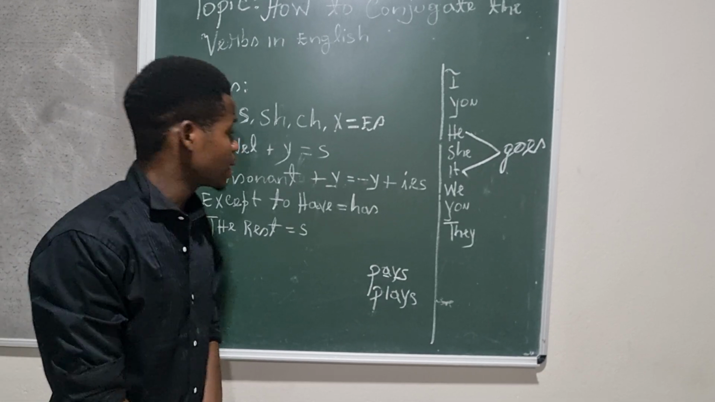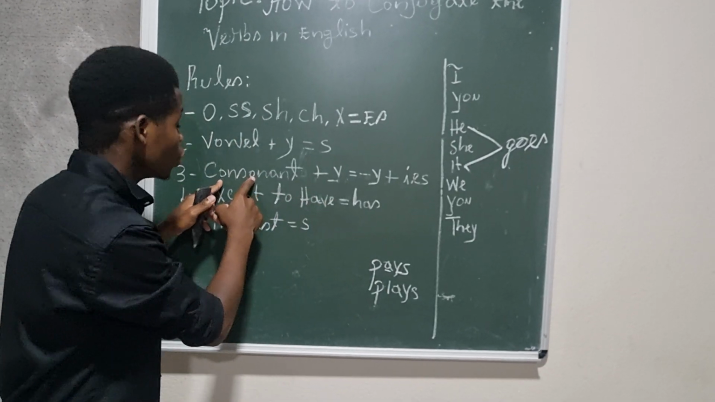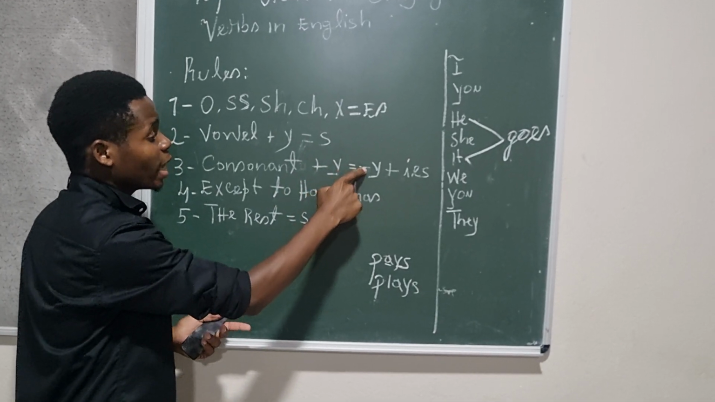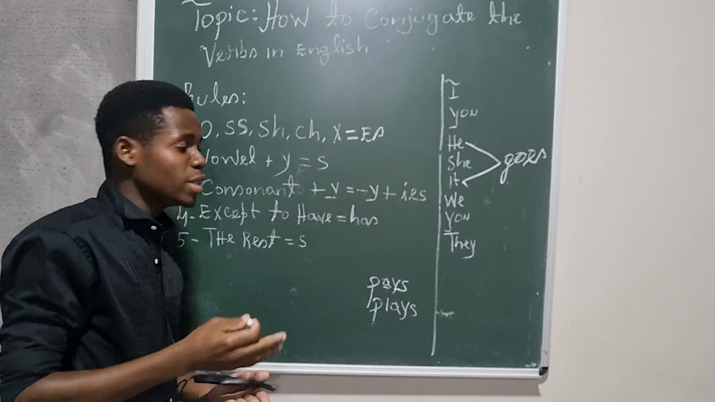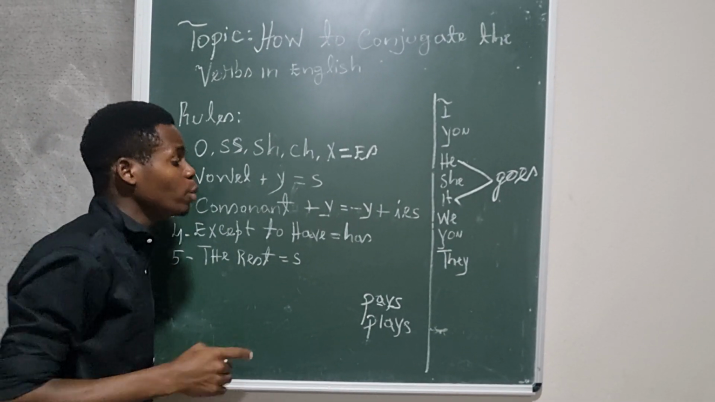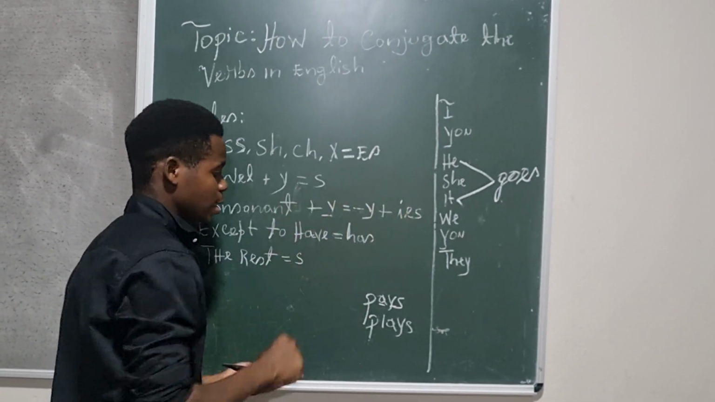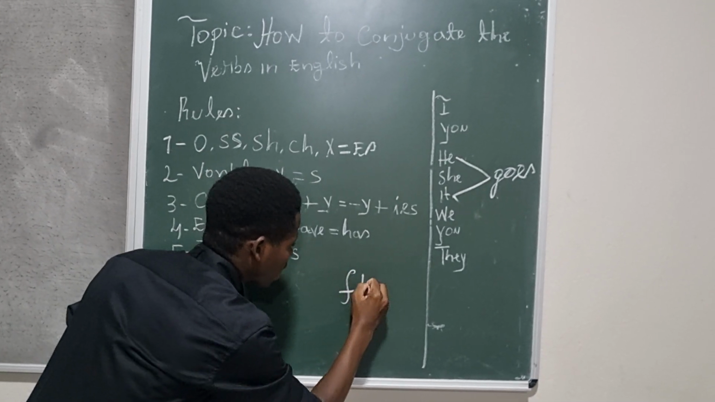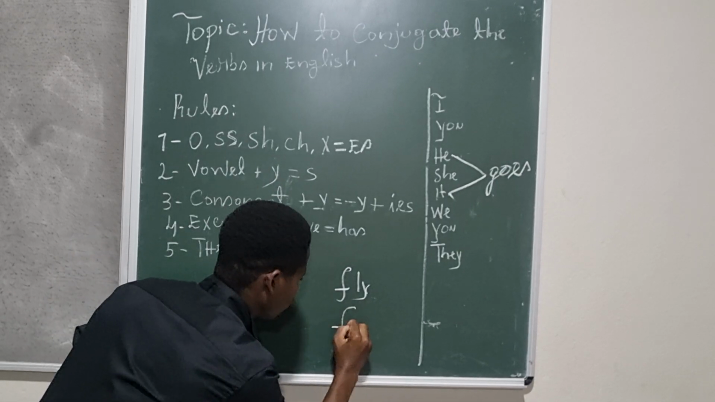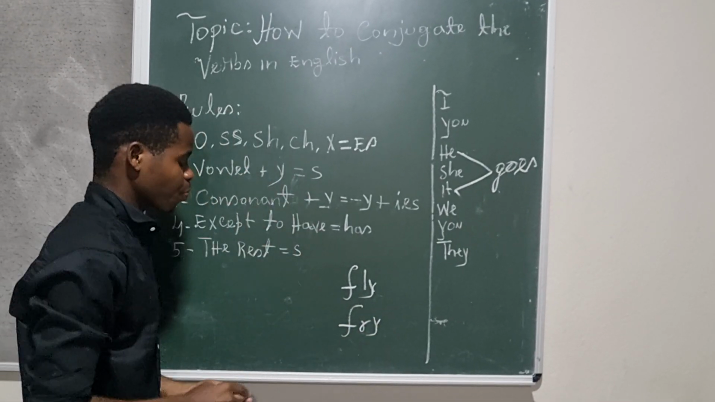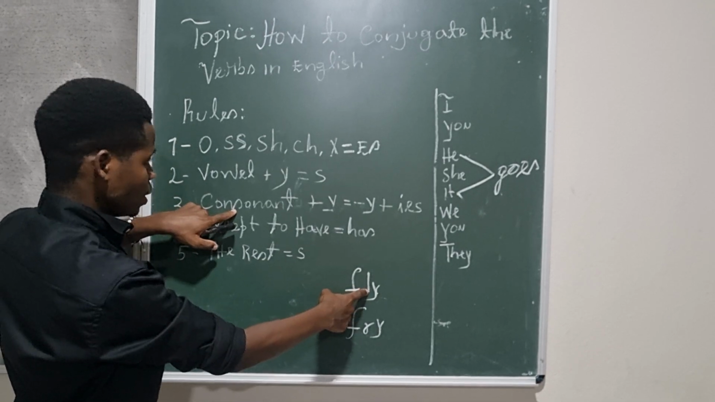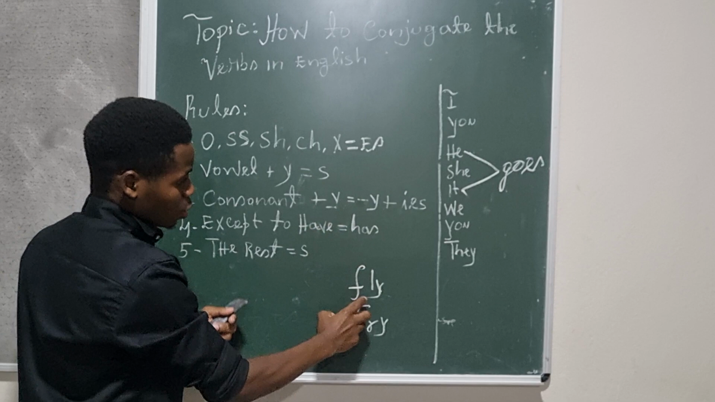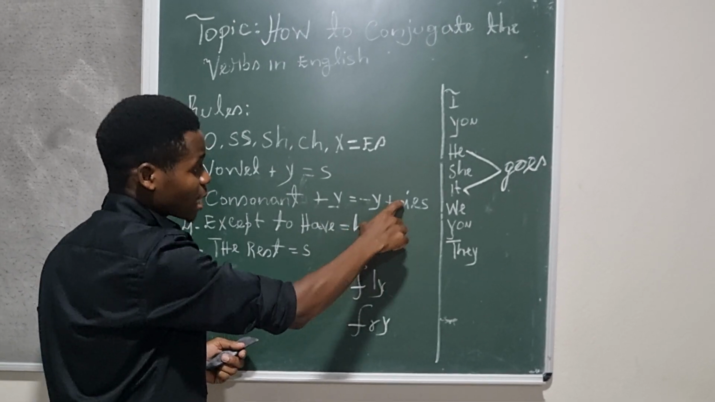Rule number 3 says that consonant plus y will be equal to less y, which means that we are going to cut y, then we will put ies. We have the verb to fly. Fly, consonant plus y, it will be equal less y plus ies.